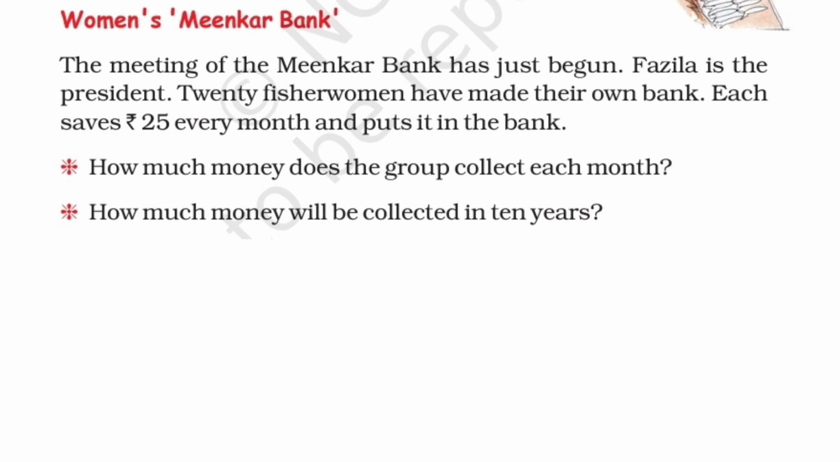Okay, Women's Meenakar Bank. See this bank name, is it funny? Meenakar Bank. Okay, let's go into the question now. The meeting of the Meenakar Bank has just begun. Fazila is the president. 20 fisherwomen have made their own bank. Each saves rupees 25 every month and puts it in the bank. So each fisherwoman is saving 25 rupees every month in the bank, and there are 20 fisherwomen.